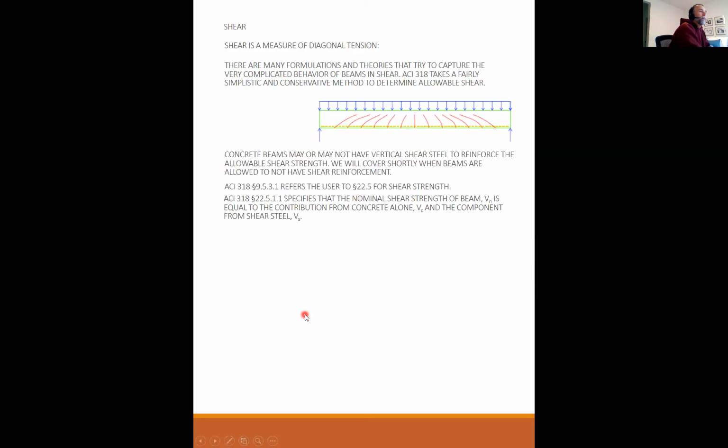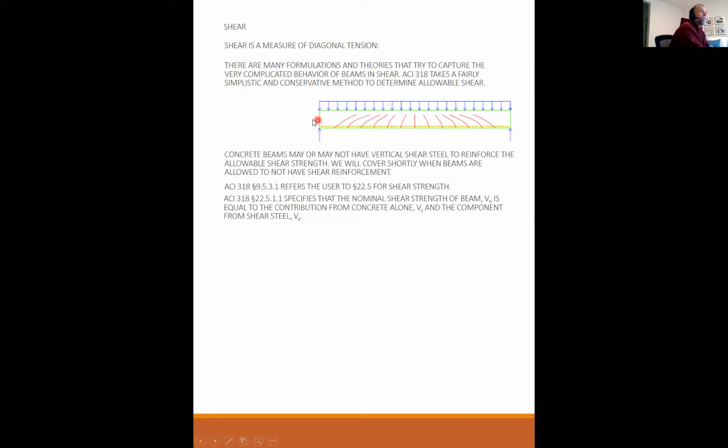ACI section 22.5.1.1 specifies that the nominal shear strength of a beam, V sub n, is equal to the contribution from concrete alone, V sub c, and the component from the shear steel, V sub s. Okay, so V sub n is a nominal capacity. Just like M sub n is the nominal flexural capacity, V sub n is the nominal shear capacity. But we have two components. Flexural didn't. It just had the one component, but shear has two.